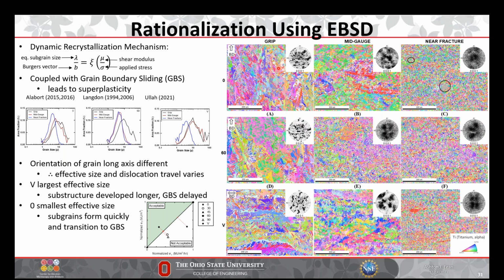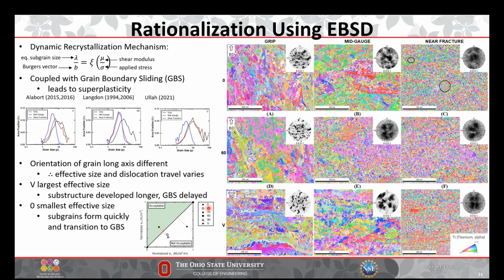And you can kind of tell that in the grip section where vertical, like I said, is elongated along the stress direction, and 60 and 0 degrees are not, right? So these are oriented in slightly other kind of directions. And so what this effectively changes is the effective size that the dislocations, in other words, see as they travel through the grain. So if the dislocation is traveling left to right in any of these images, it can travel a lot further in the vertical sample than it could in the 60 or 0.